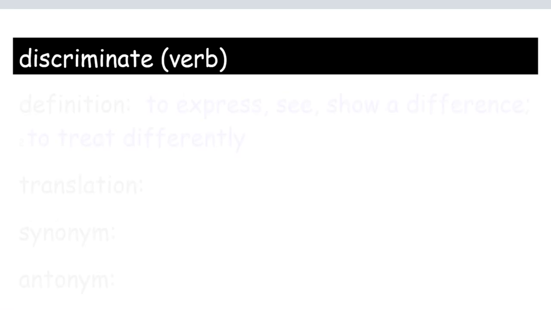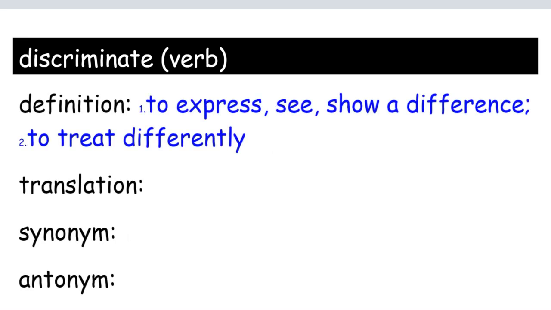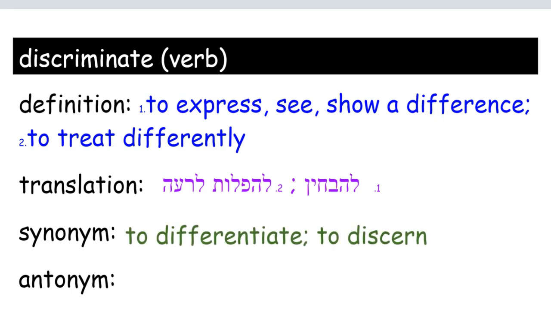Discriminate is a verb. It means either to express, see, or show a difference, or to treat differently. The main point is, how would you translate that? להבחין or להפלות לרעה. A synonym for that could be to differentiate or to discern. An antonym could be to treat the same. So what sentence would you write?